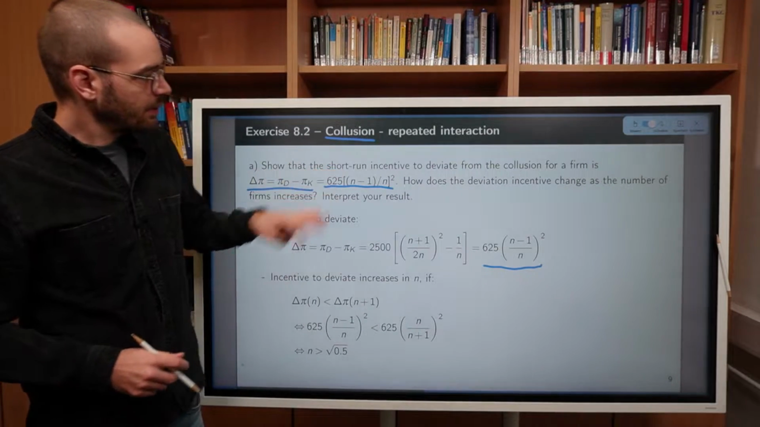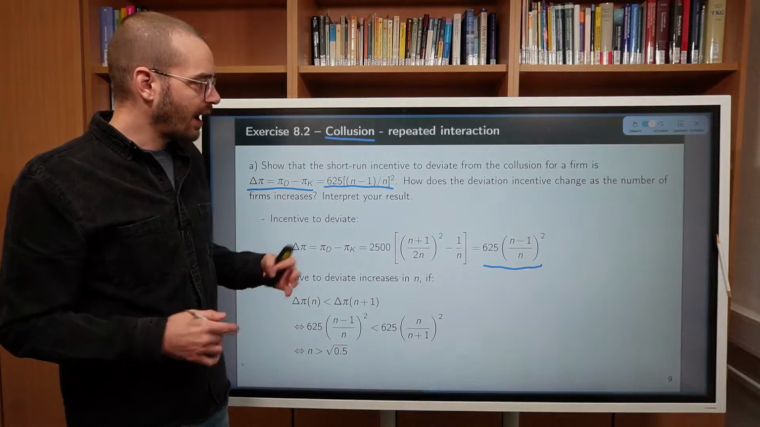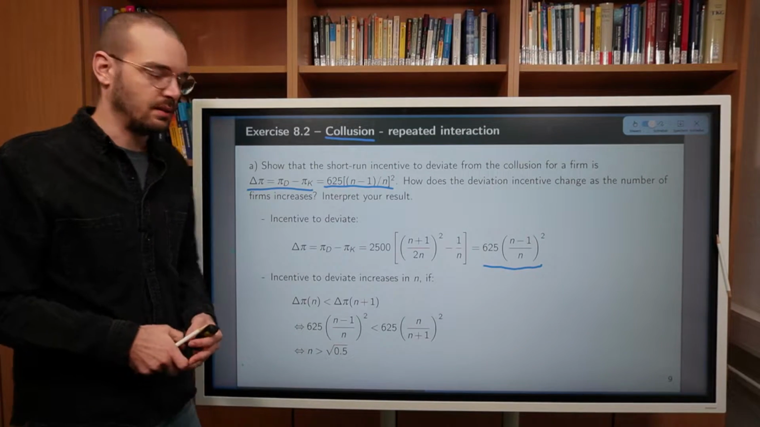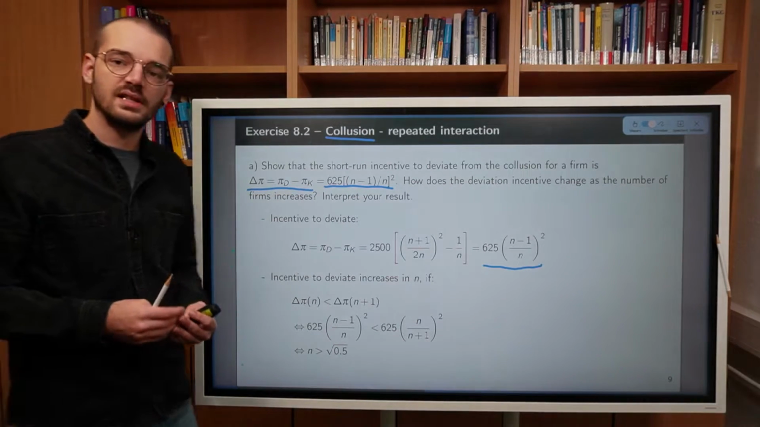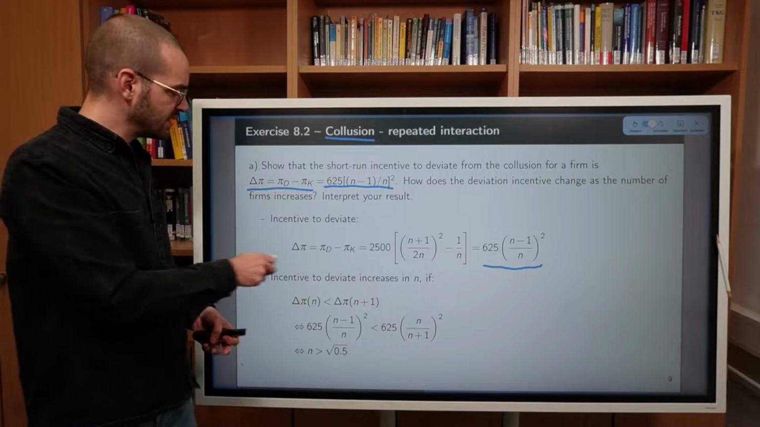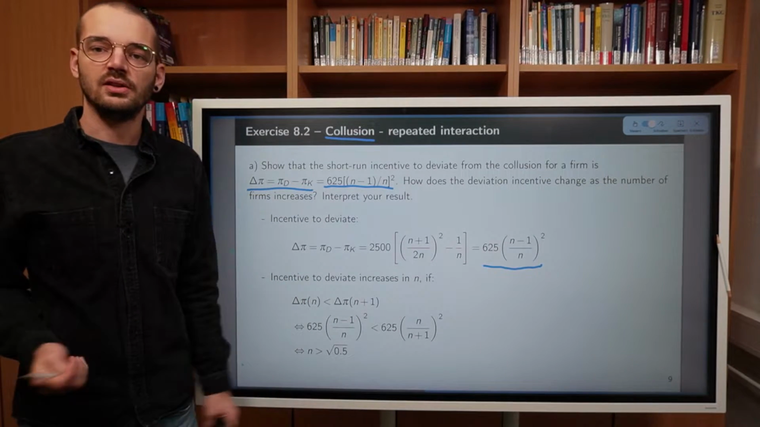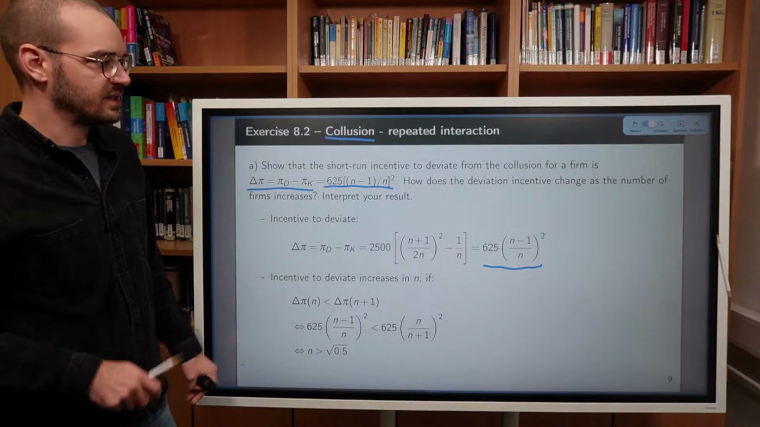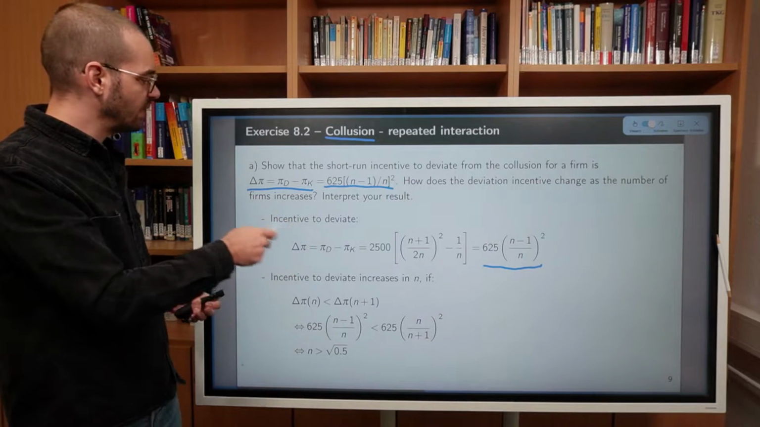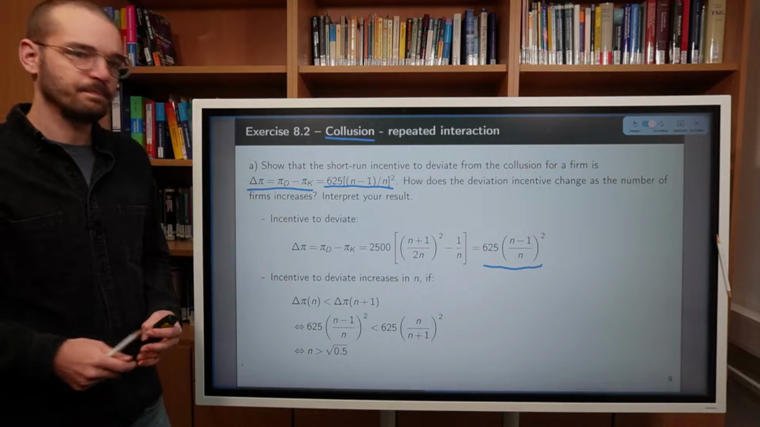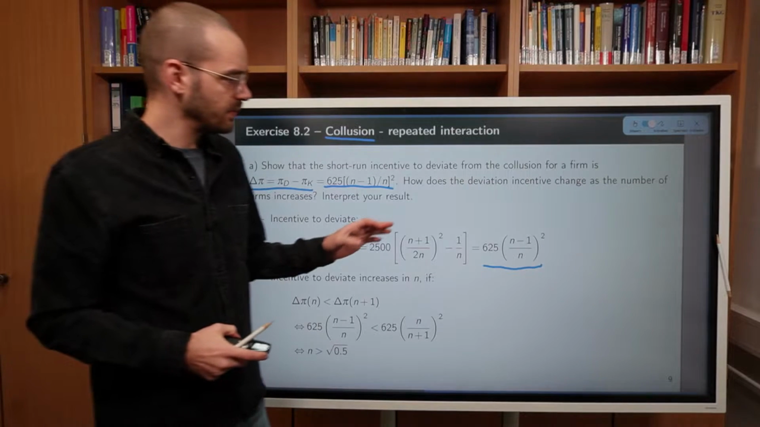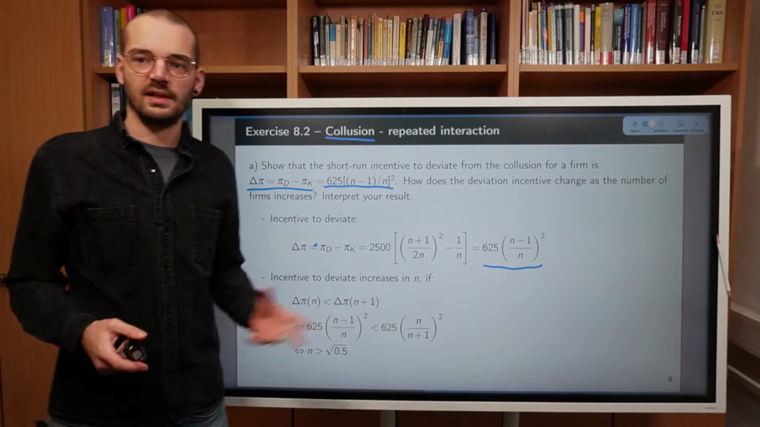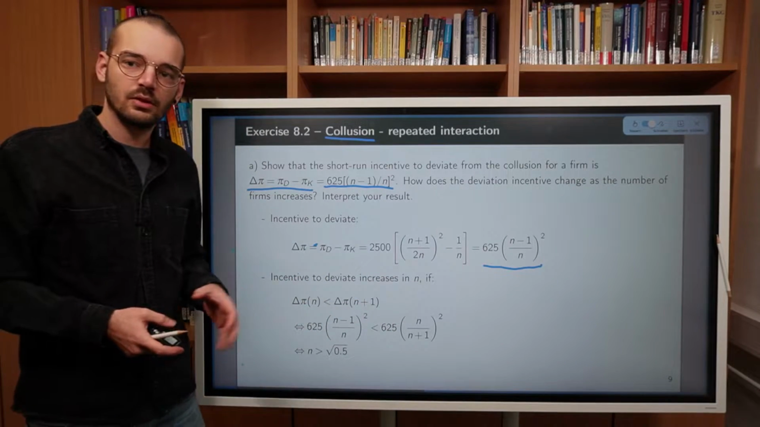Now, subsequently, we were asked to show how the deviation incentive changes as the number of firms changes in the market. So what we are interested in is, how does this delta pi change for a change in n? And particularly, how does this change if the number of firms increases? Well, immediately looking at the expression for this incentive to deviate, it's not quite clear, right?